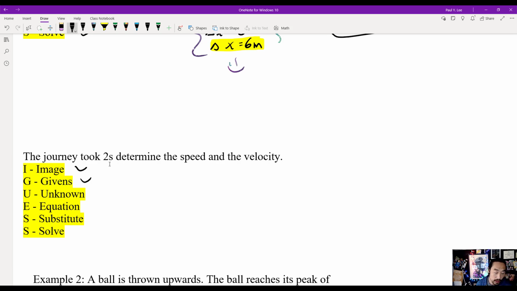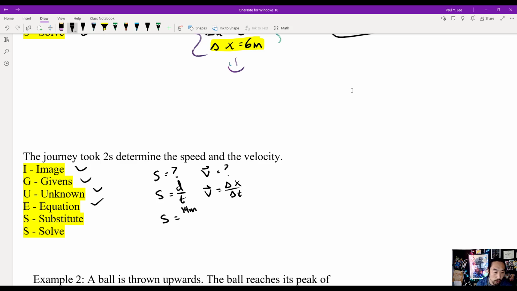I'm going to rewrite the unknowns. So S is equal to question mark, and V is question mark. Right underneath of that, I'm going to write down the equation. Speed is total distance over time, and velocity is your displacement per the interval of time. So we have the equation, and now let's do the substitution. For speed, the total distance that we traveled from the previous part, we saw, was 14 meters.